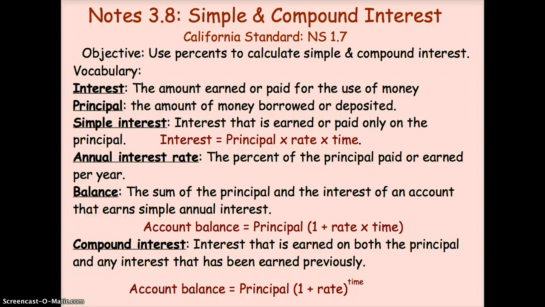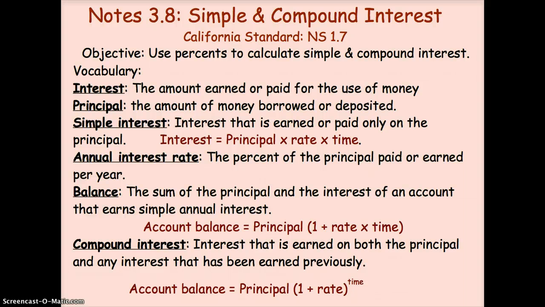The principal is the amount of money borrowed or deposited, so principal would be what you started with. Simple interest is interest that's earned or paid only on the principal, and our formula is nice and easy. I equals PRT. Annual interest rate is the percent of the principal paid or earned per year.